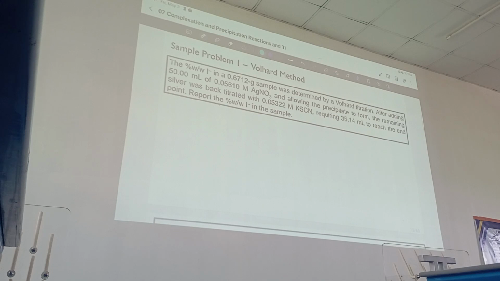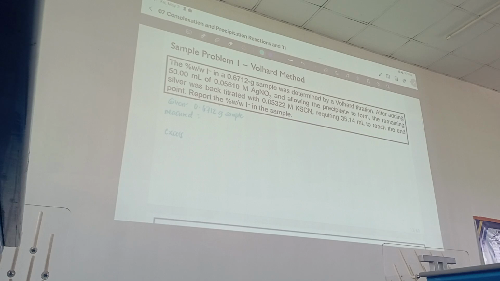After adding 50 mL of 0.05619 molar AgNO3 and allowing the precipitate to form, the remaining silver was back titrated with 0.05322 molar KSCN, requiring 35.14 mL to reach the endpoint. Report the percentage weight per weight of iodine in the sample. Start first with what we are given initially: a 0.6712 gram sample. Then the measure of excess.